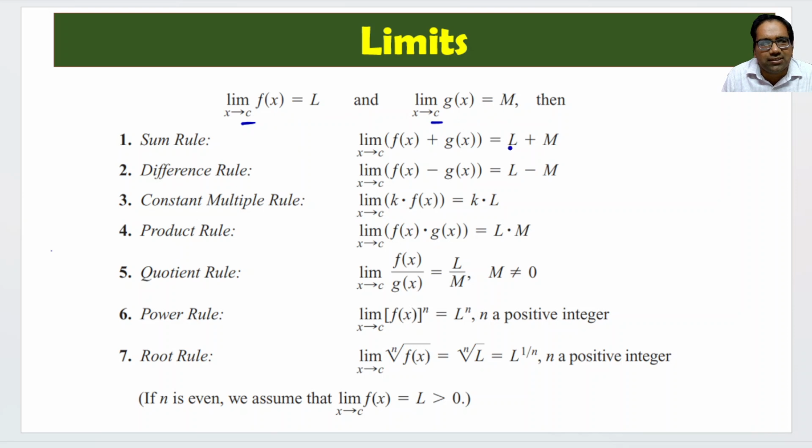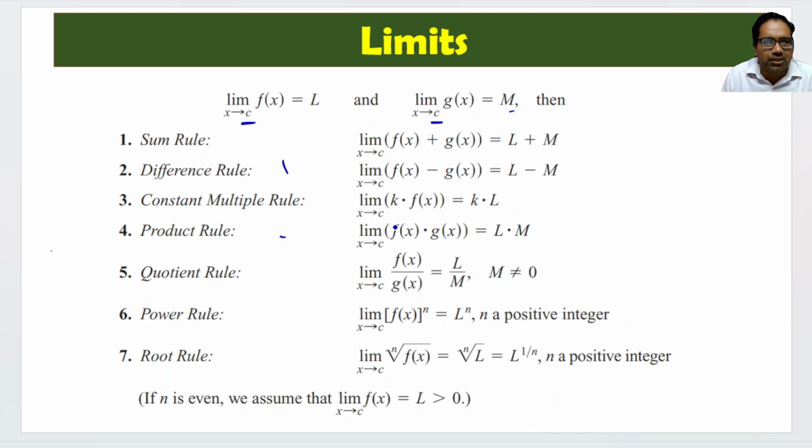Then if you are adding the functions, we'll add the limits also. When subtracting the functions, here also we can do L minus M, right? So constant multiple rule, product rule, whatever, right? Basically what we are saying, if there are two functions and both have a limit as x tends to c, then we can add both the functions and their limit is also equal to the sum of the limits. The limit of differences is equal to the difference of limits.